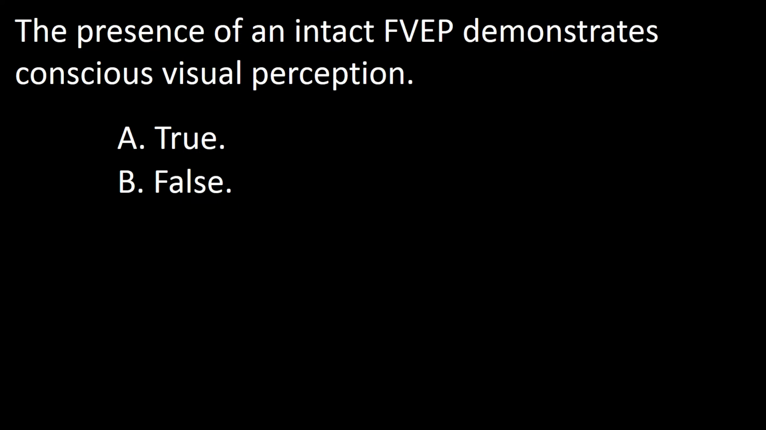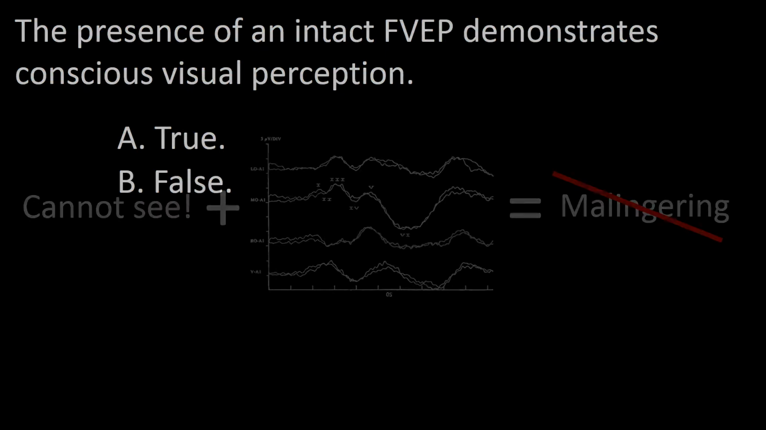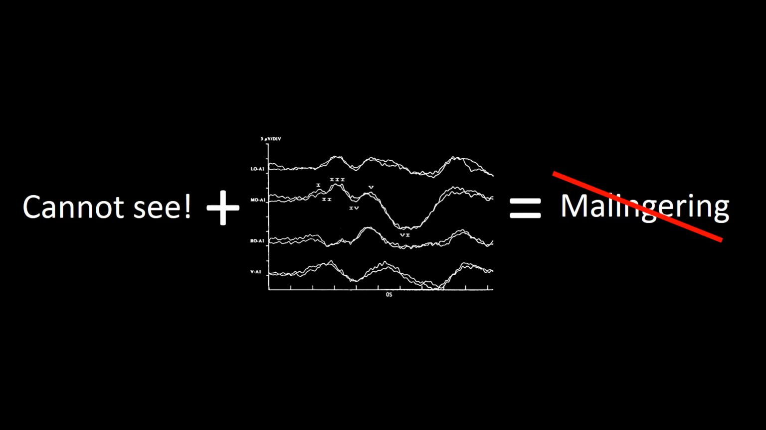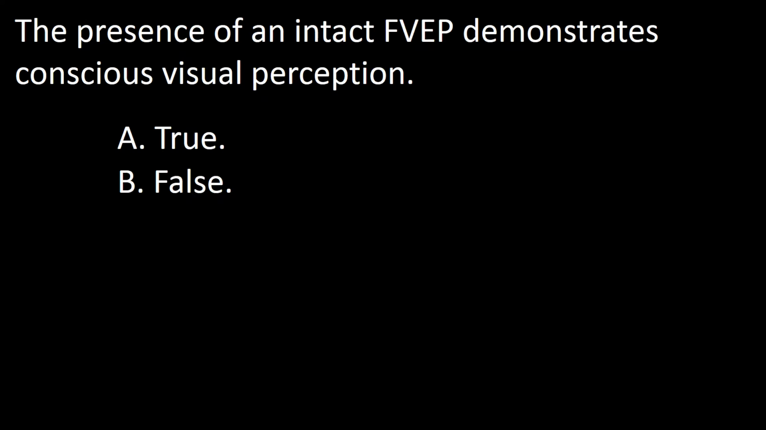Next question. The presence of an intact flash VEP demonstrates conscious visual perception. A true, B false. If a patient complains of not being able to see, but that patient has a normal flash VEP, the presence of the normal flash VEP cannot be used to diagnose malingering. So the answer to this question is false.